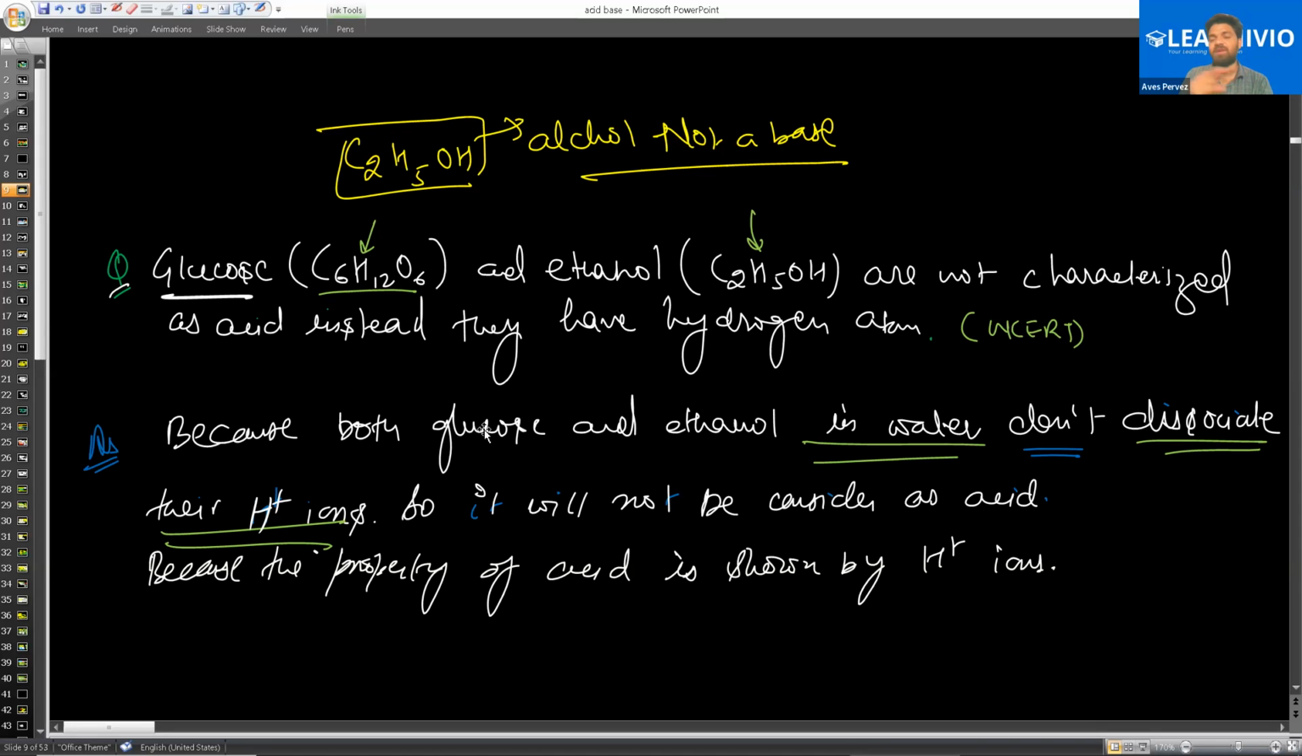So first you have to write the question, then you have to memorize it, and then you have to write it down in your copy. So glucose and ethanol are not characterized as acid. Instead, they have hydrogen ions. The reason is that both glucose and ethanol in water do not dissociate their H plus ions, so it will not be considered as acid, because the property of acid is shown by H plus ions.